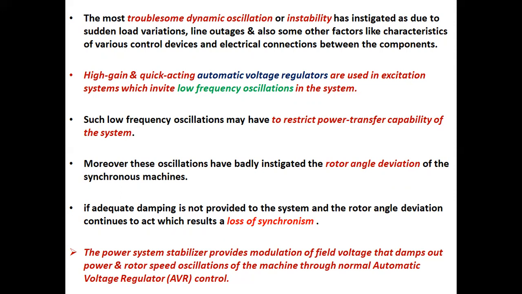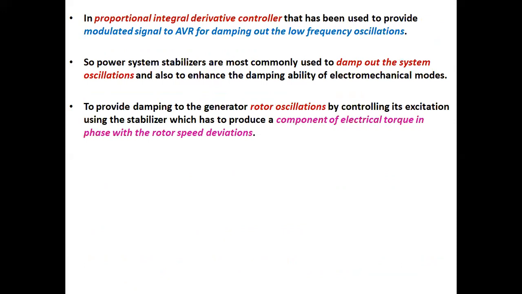Most important part, the power system stabilizer provides modulation of field voltage that damps out power and rotor speed oscillations of the machine through normal automatic voltage regulator control. A proportional integral derivative controller has been used to provide a modulated signal to the AVR for damping out the low frequency oscillations.